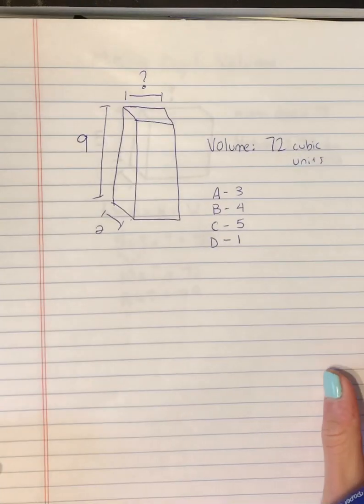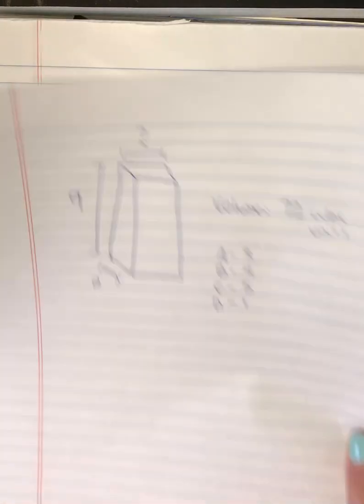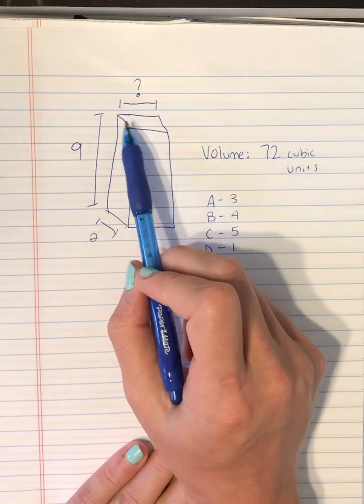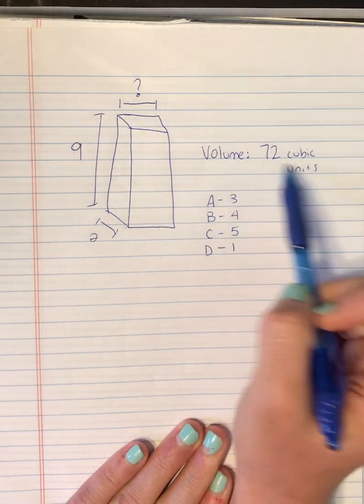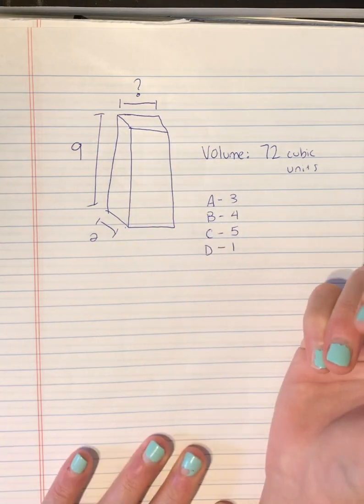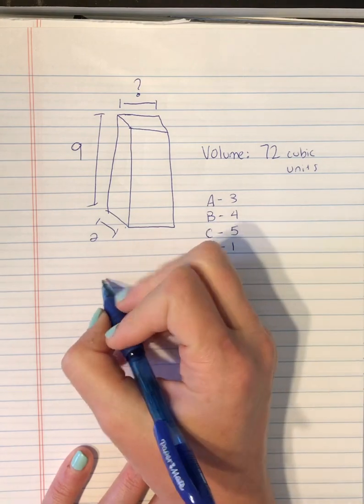So I'm going to do another one with you. In this case, I have a multiple choice question. And it's still asking for my missing dimension. I know the volume, and I have multiple choice to decide what dimension this is. So you can do this two ways. You can do it like we just solved it. We can set up our problem.